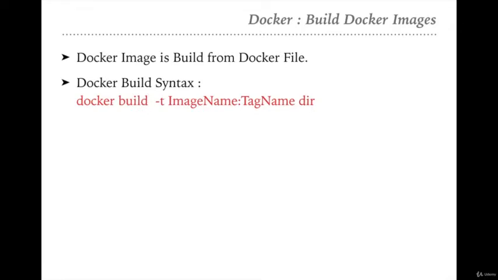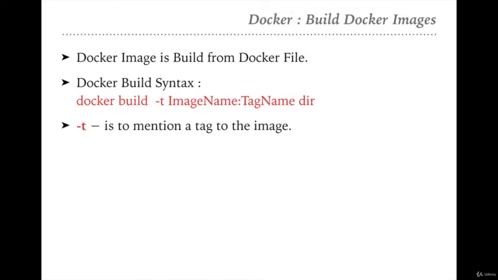Now we need to discuss the syntax of the Docker build command. So here is the Docker build command: docker build -t, then you need to specify your image name, then the tag name, and then the directory where your Docker file is currently present. Now we will understand the detailed explanation of the Docker build command.